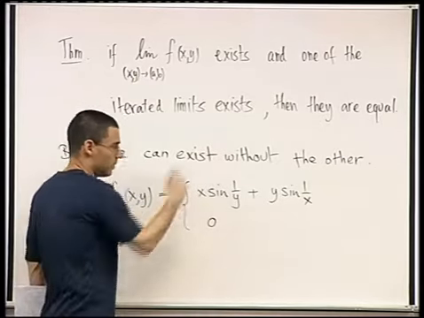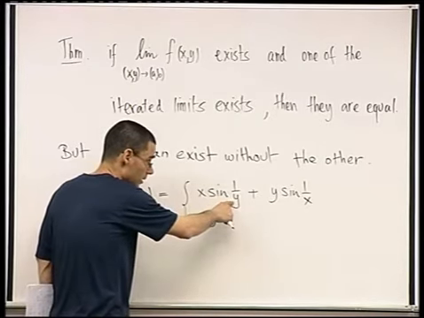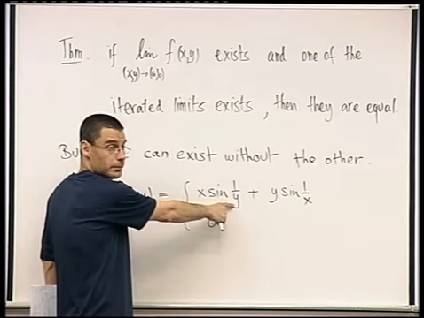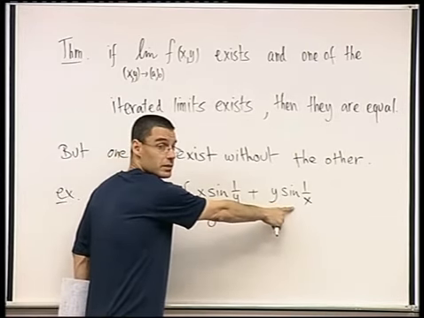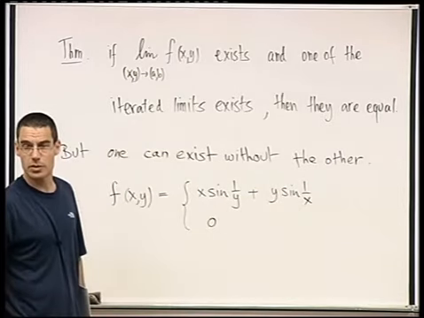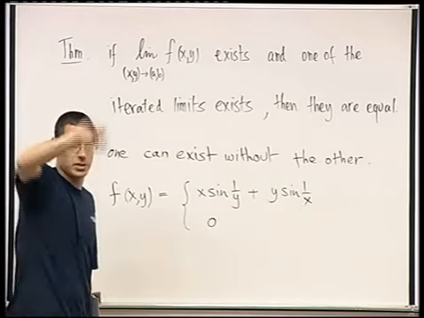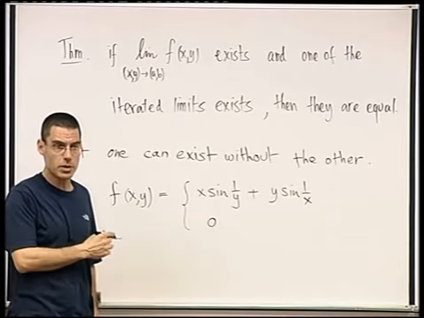So the iterated limit doesn't exist. Freeze y, try taking x to 0. Well, this will go to 0, but this doesn't exist. Do you agree? Sine of 1 over x doesn't have a limit as x goes to 0. Right? You know that function. It's the accordion sort of thing. Everybody knows what I'm talking about?